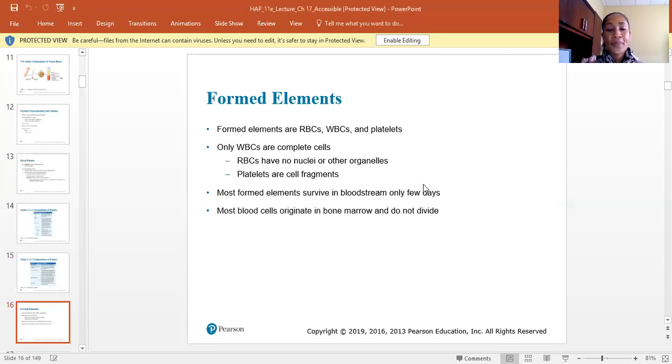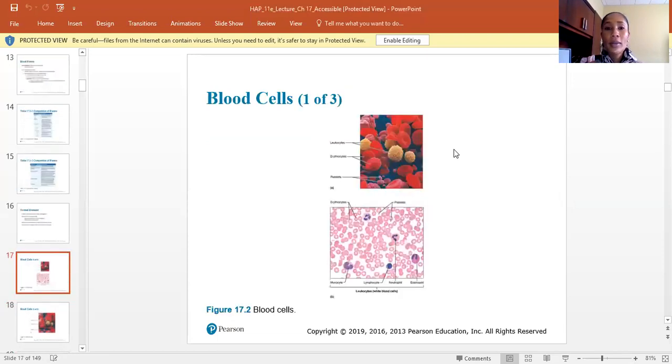Most formed elements survive in the bloodstream only a few days, and most blood cells originate in bone marrow and do not divide. So we know that red blood cells cannot divide because they don't have a nucleus, which means that they don't have DNA, so they can't divide.